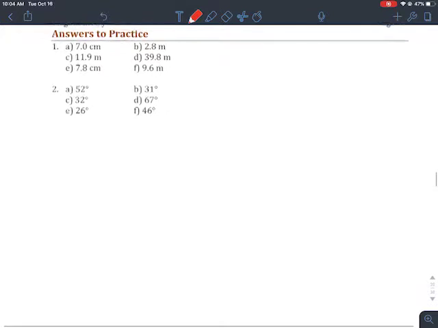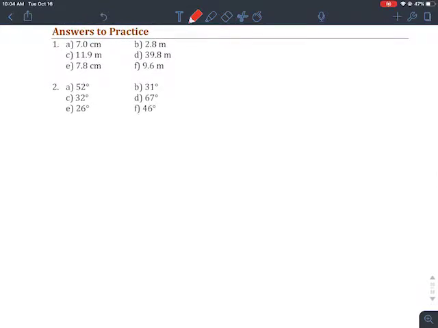All right, and there's your answer key to those practice questions. So I hope this helps, and we'll see you next time when we talk about the cosine law.